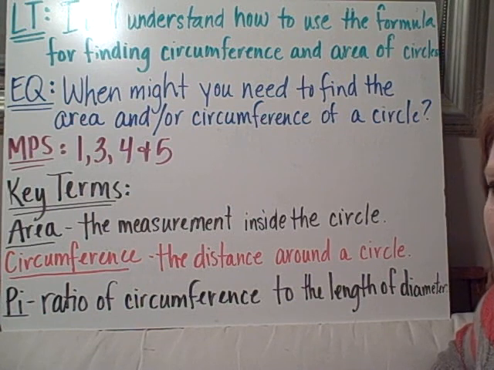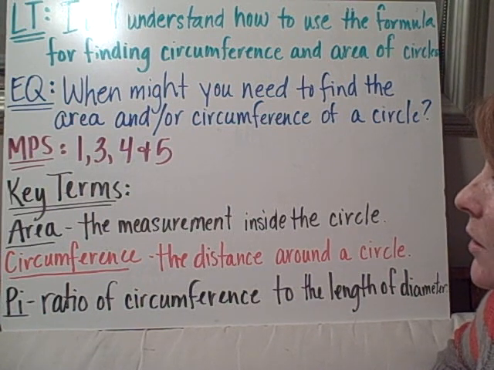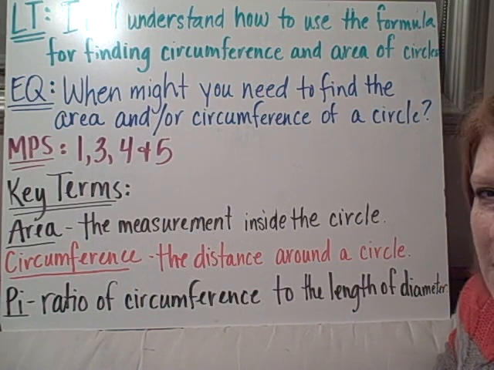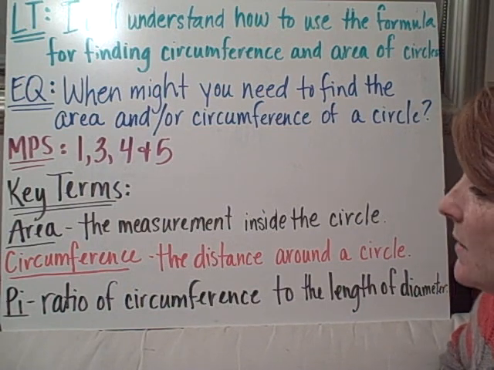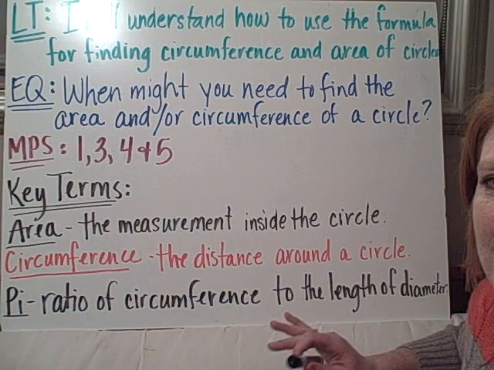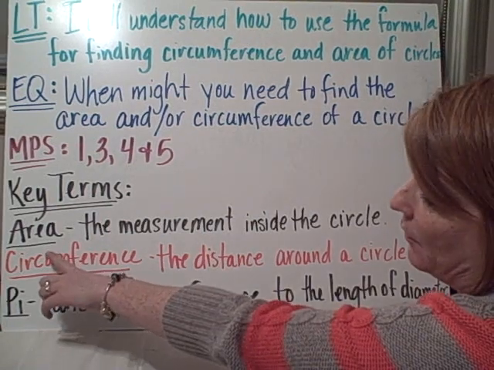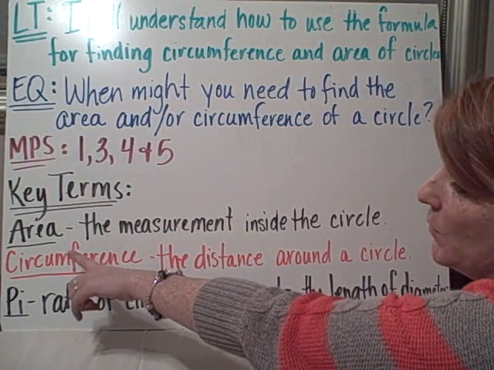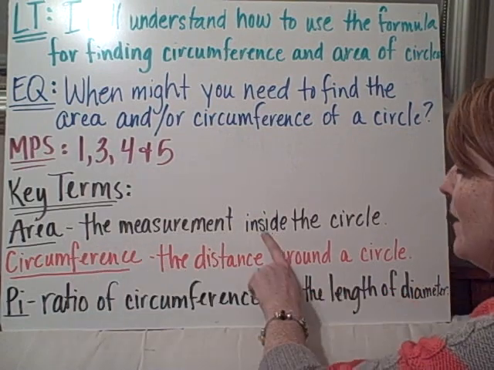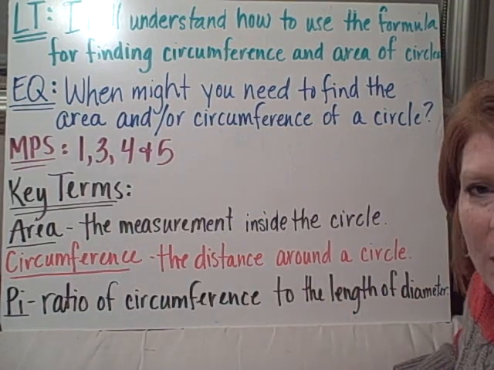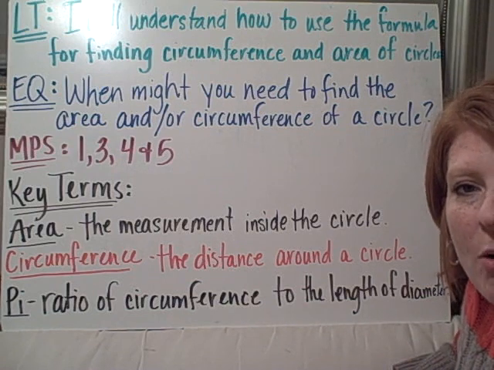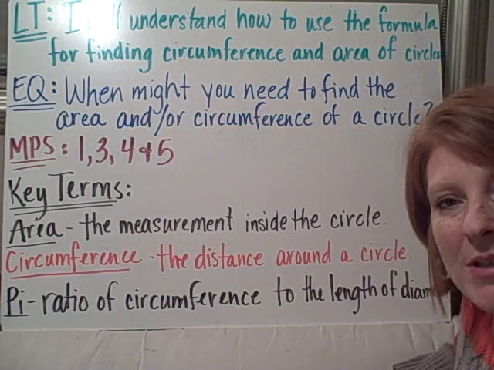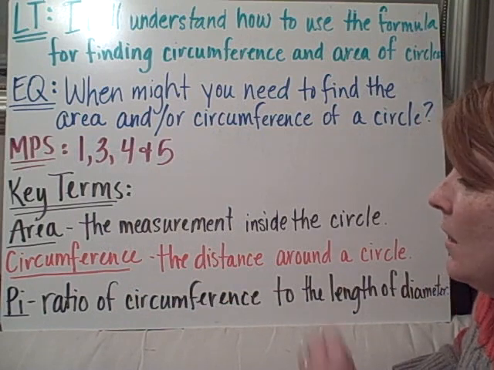Our math practice standards for this lesson are 1, 3, 4, and 5. We have lots of key terms, but we're going to do it in two different ways. There are three that I want you to write down. The first one is area. We've talked about area before, but when we're dealing with circles, it is the measurement inside the circle. I know we've used squares to talk about how many squares would fill up a polygon. We would do the same thing with a circle.